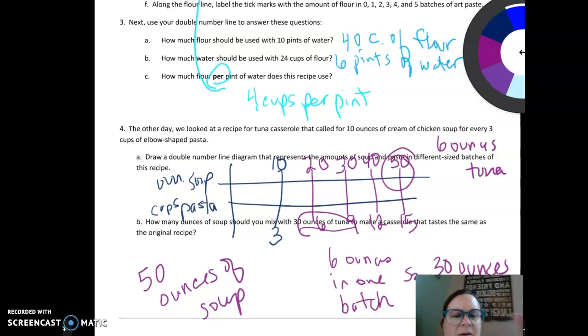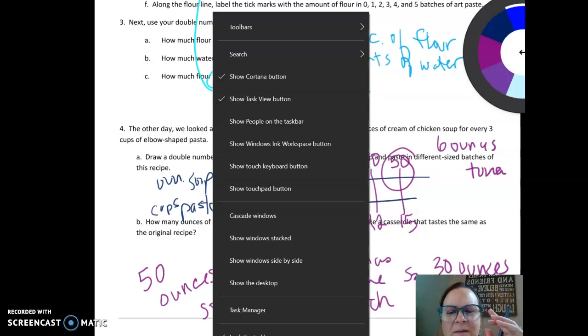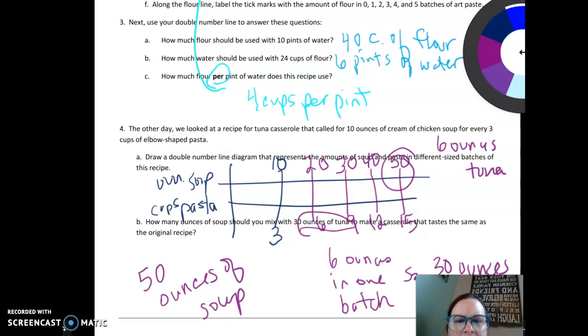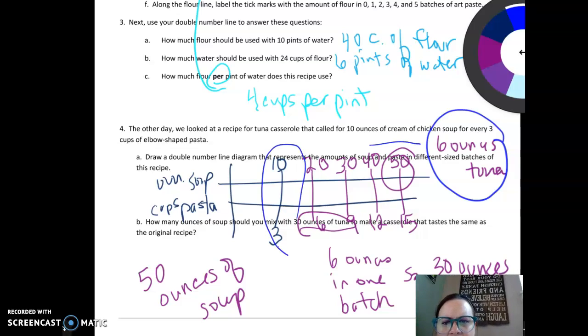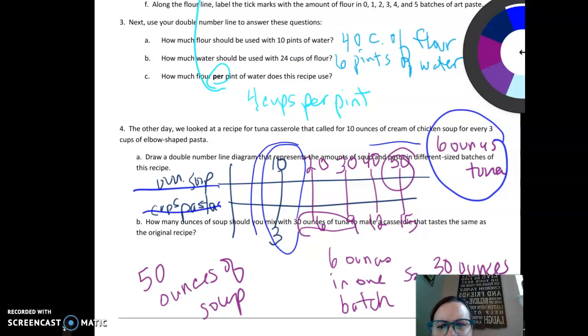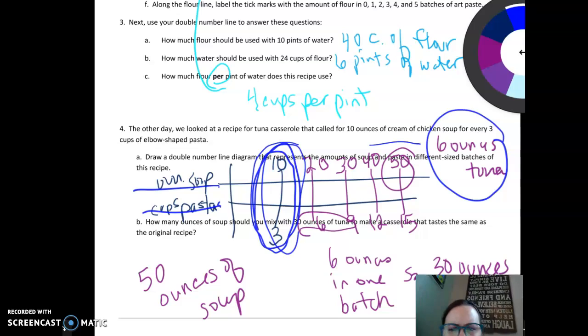All right, the last one we had to look back at the tuna recipe, which was, I think, lesson 5, so that we could see how much tuna was in one batch. And I found it. It's 6 ounces of tuna in one batch. And that goes along with 10 ounces of cream of chicken soup and 3 cups of elbow pasta. So I've labeled my double number line with the labels ounces of soup and cups of pasta. And I know that this, what I've circled right here in blue, is one batch.